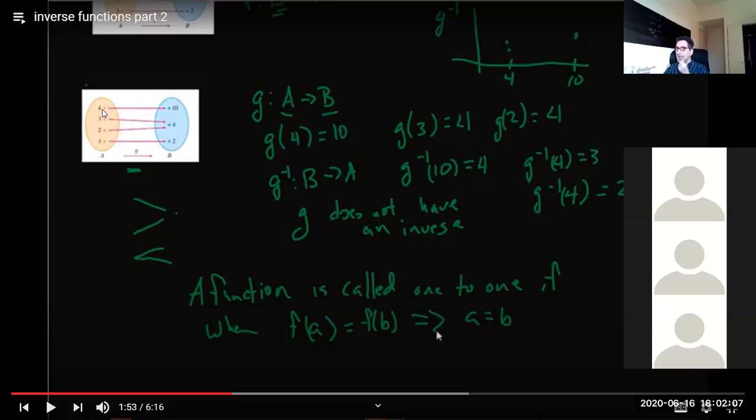So let me say it again. If 4 is a, and 3 is b, is f of a equal to f of b? Or g of a equal to g of b? I can't hear that. Let me ask it again. Here a is 4, and b is 3. Is g of a equal to g of b?